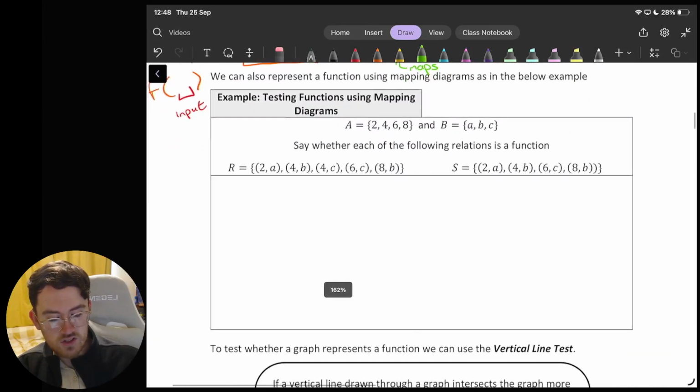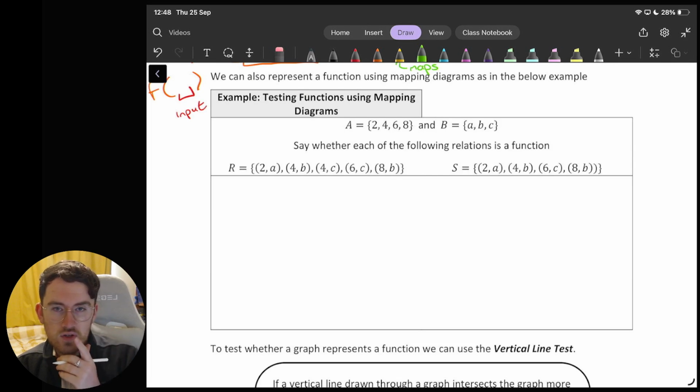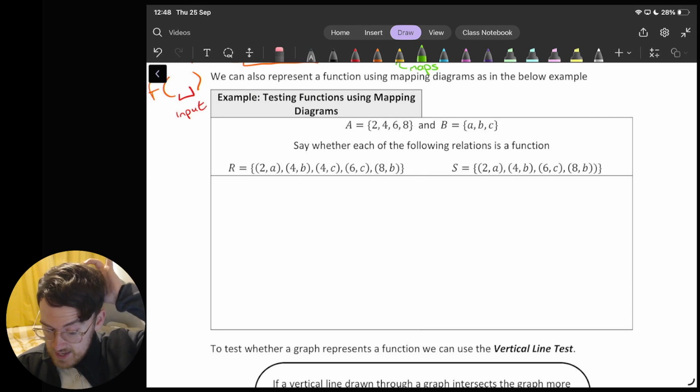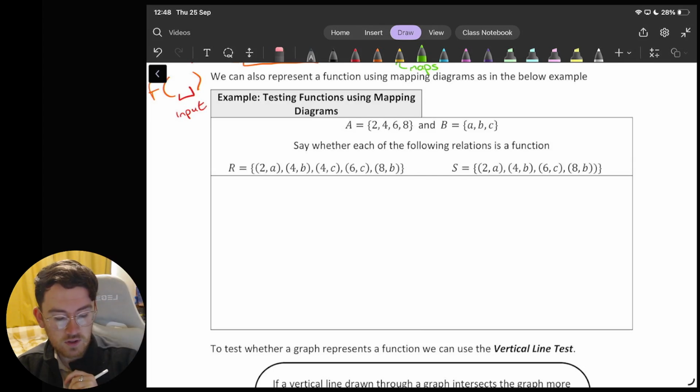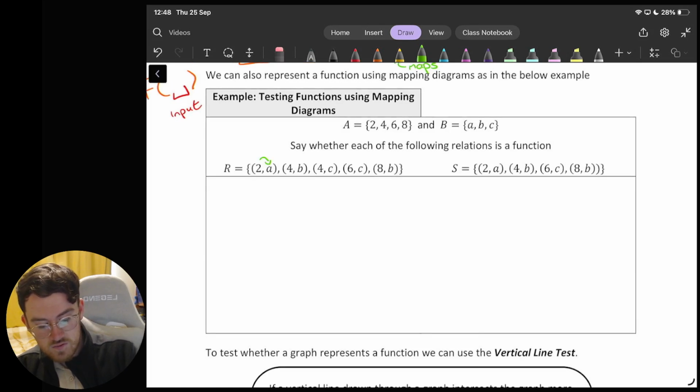In terms of testing functions using a mapping diagram, this is where we look at what makes a function, and whether the relation or situation being described qualifies as a function. We think of those two qualities that we described earlier. Here, A is 2, 4, 6, 8, and B is A, B, C, and we're asked to say whether each of the following relations is a function. Looking at the first one, the relation says that 2 is mapped to A, 4 is mapped to B, 4 is mapped to C, 6 is mapped to C, and 8 is mapped to B.